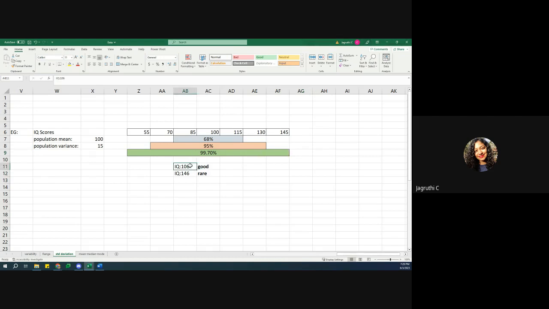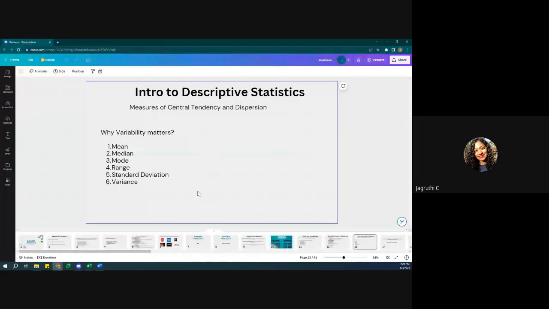But if you look at 106, it falls somewhere here, closer to my 100, right? Which is also closer to my mean in this case. So it means that your IQ is fairly good, because many people's IQ falls in this particular bucket. So that is the reason. So this was your mean, median, and mode.